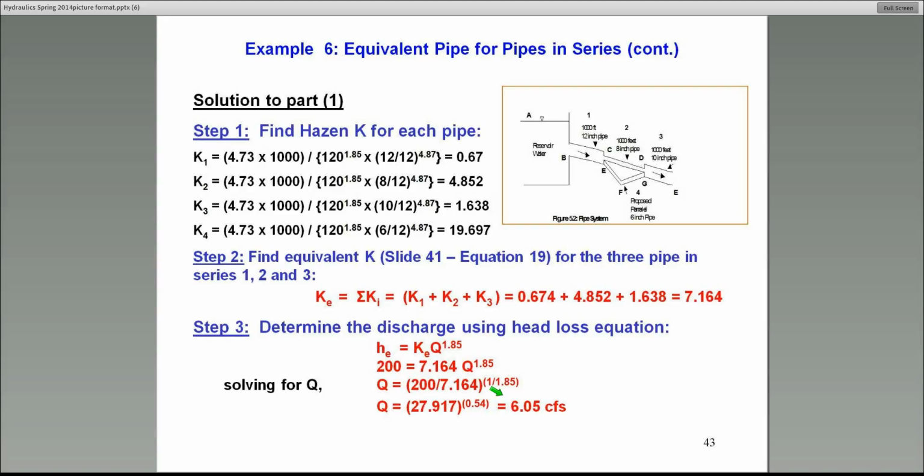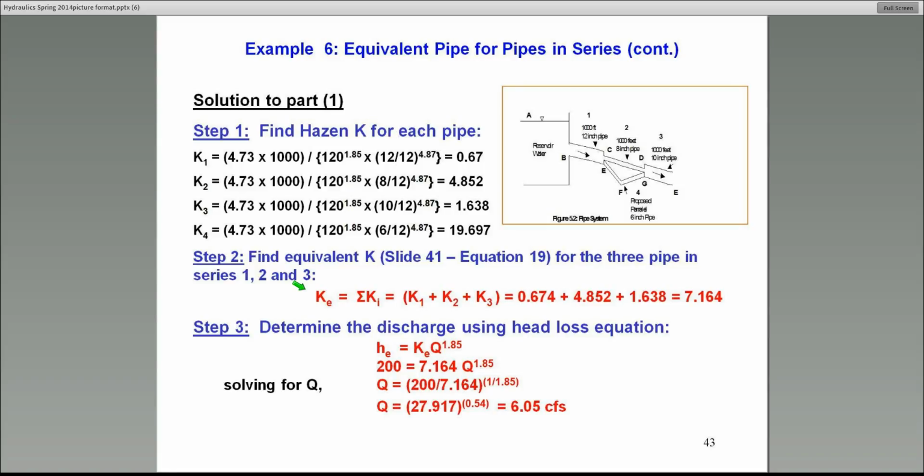Now, before I go to the next part of the problem, I want to talk about this equivalent KE. This is called the equivalent pipe method, by the way. Very often, let's say you want to replace these three pipes with one single pipe, then all you have to do is consider this so-called equivalent KE for those three pipes.